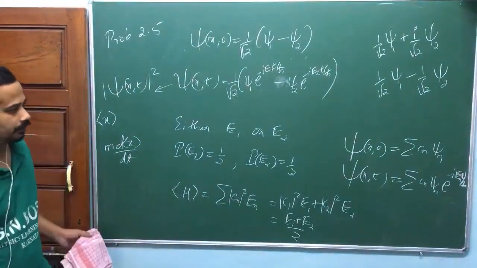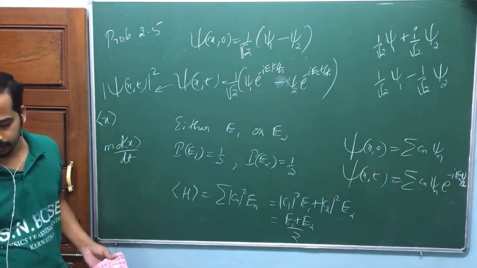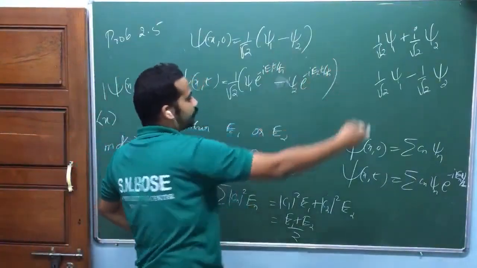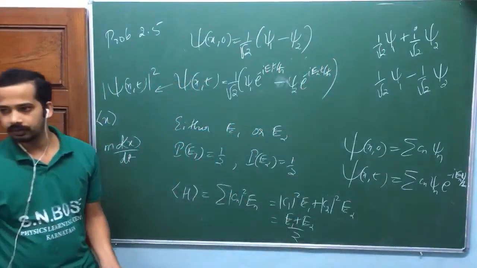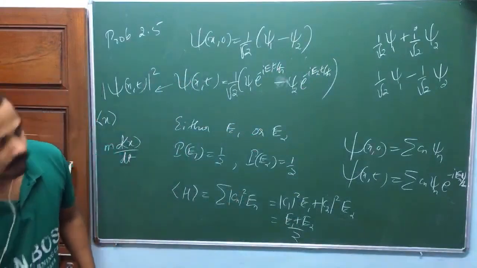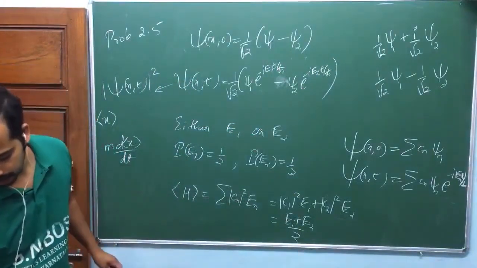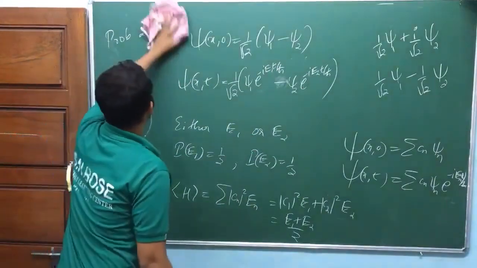Do that one. So he put some e power i phi here. He put different values of phi. What would happen to the state? What would happen to the mod psi square and all? Problem 2.7.